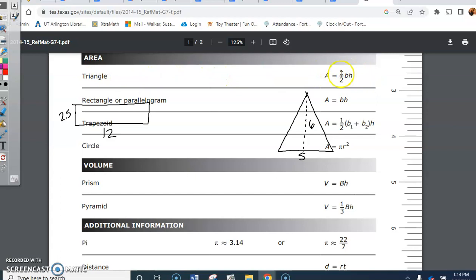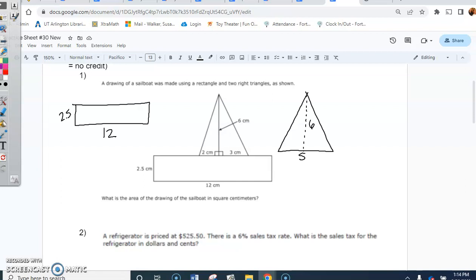Triangle, A equals half BH. Rectangle, BH. Hopefully we have that one memorized. Okay? So, as we're getting closer, please, guys, when you see this, for every letter, every variable, put the parentheses. That lets you know how many numbers you are going to use.